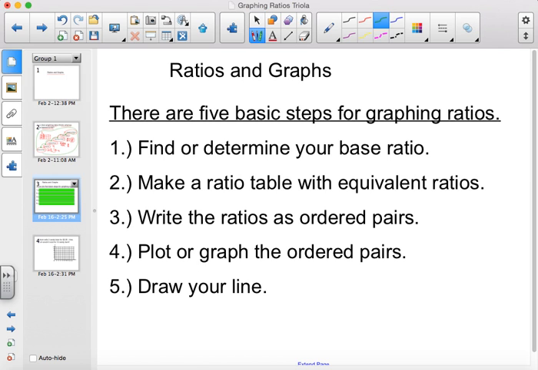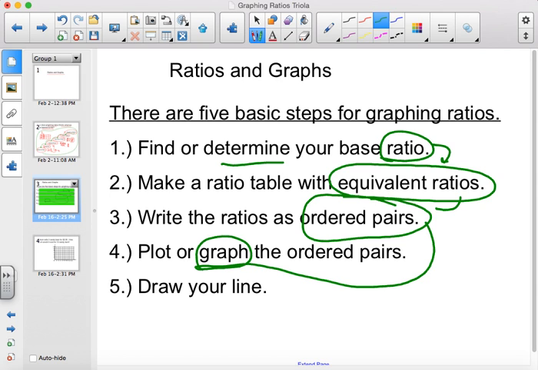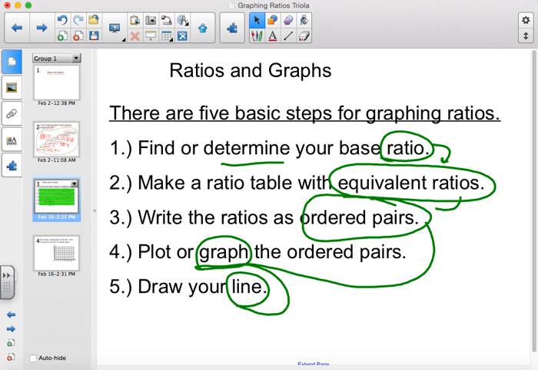Okay? So, again, we know about ratios, and we determine a base ratio if we're going to graph them. Then we create equivalent ratios, and then we use these ratios as ordered pairs, and then we graph our ordered pairs, and once we've got them graphed, we make a line. Okay? So that's how you graph ratios.